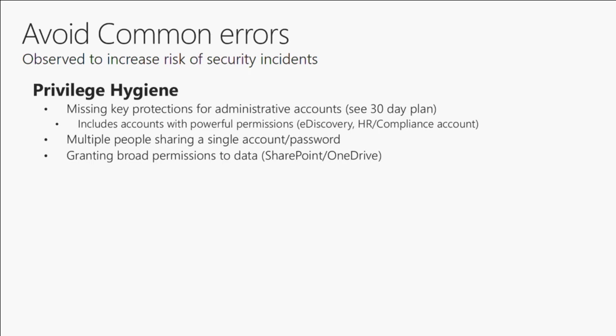Broad permissions, same as it was on-prem: you permission stuff out too much, and it creates a major risk. We also, for both the admin as well as for the data, have Cloud App Security, which is really good at identifying the data risks, and you can also set up your own alerts, and you also get a lot of alerts on the admins as well.